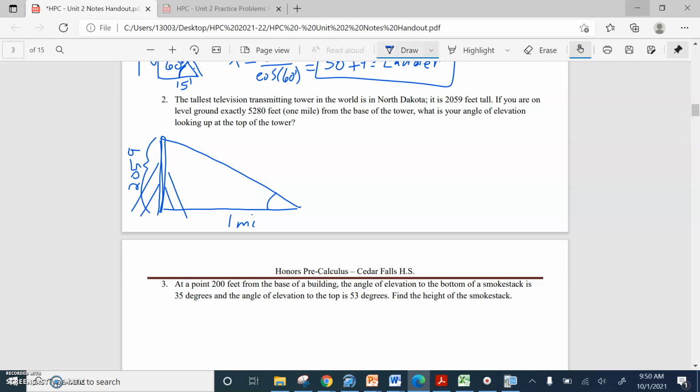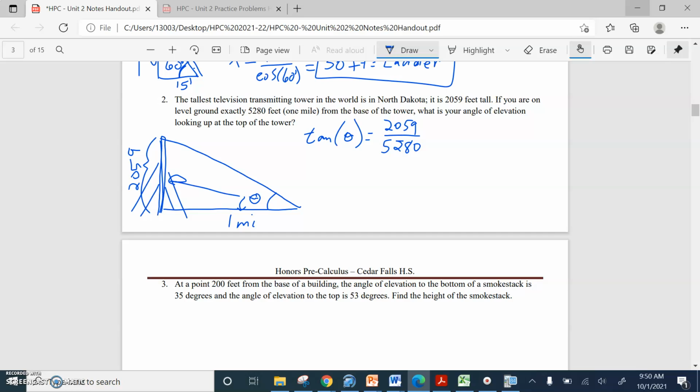We're given the height, and we know how far away we are. What is the angle of elevation? So we're going to refer to that as theta this time. So when we have the opposite and the adjacent sides, that's tangent. So we know that we are working with the ratio for tangent of some angle theta. We know that the ratio is 2,059 over 1 mile, which doesn't work if we just say divide by 1 mile, because then we have two different units. So we have to change that to the 5,280 feet.